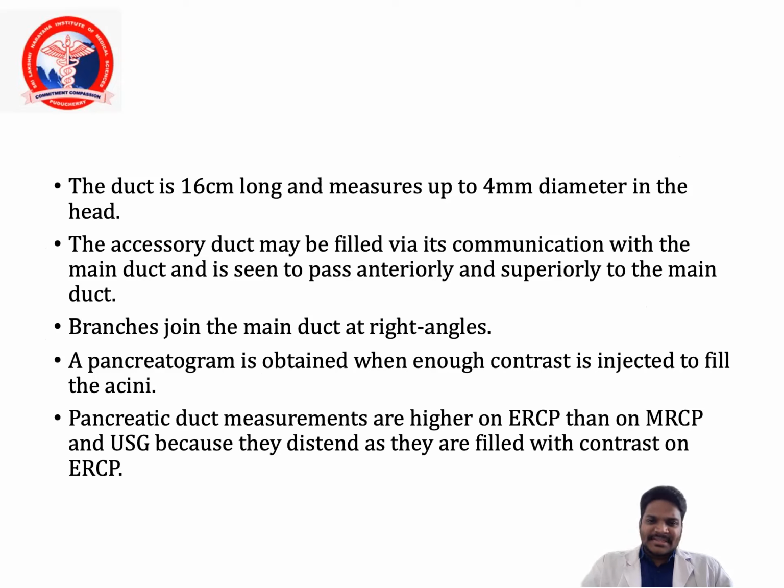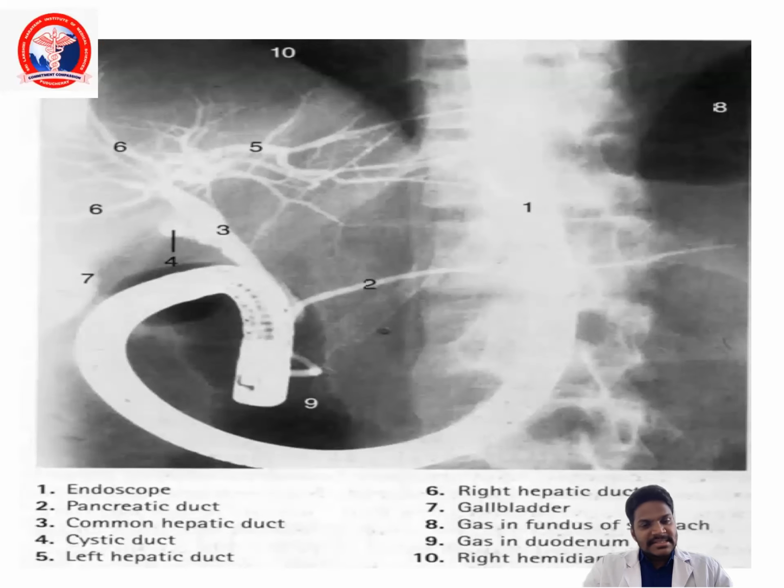The pancreatic duct measurements are higher on ERCP than MRCP and USG because ERCP distends the duct completely and it is filled with contrast. Thus, for endoluminal pathologies, ERCP serves as a better demonstrative measure when compared to MRCP and other non-invasive techniques.